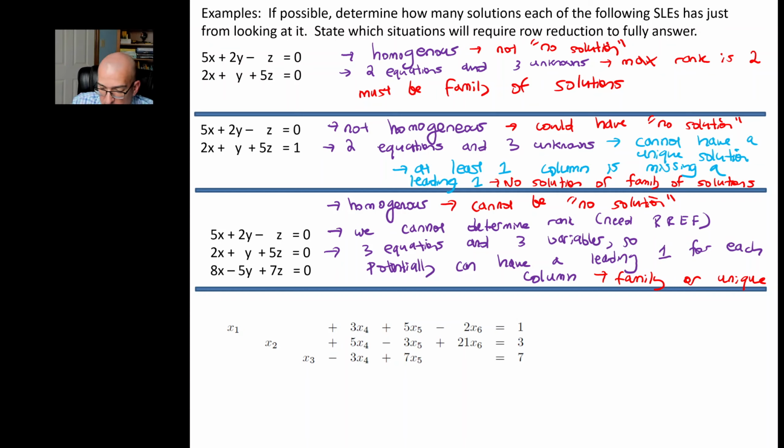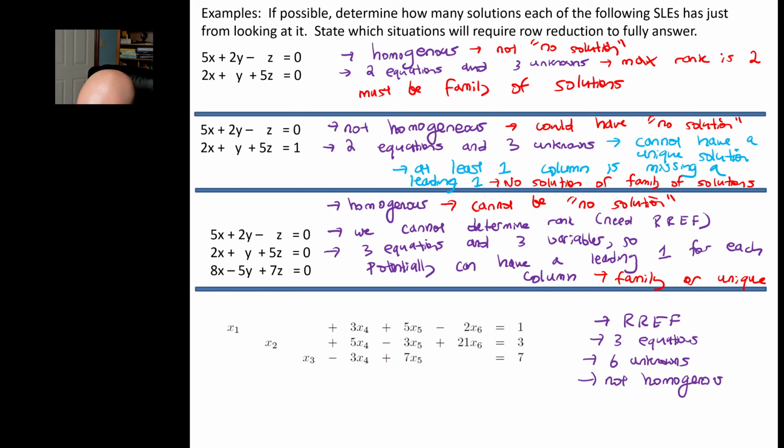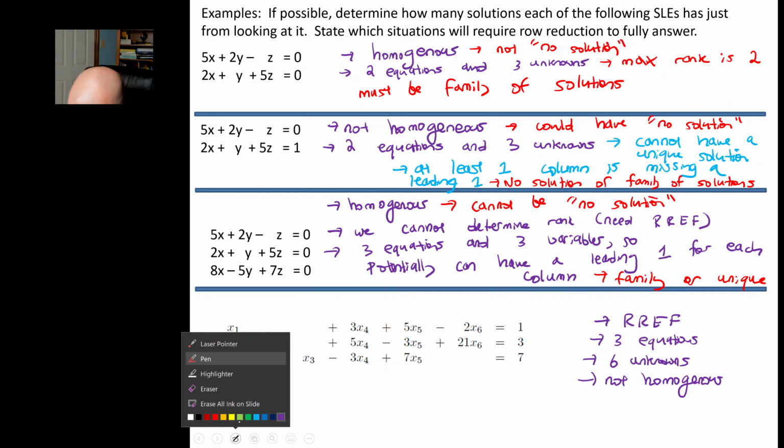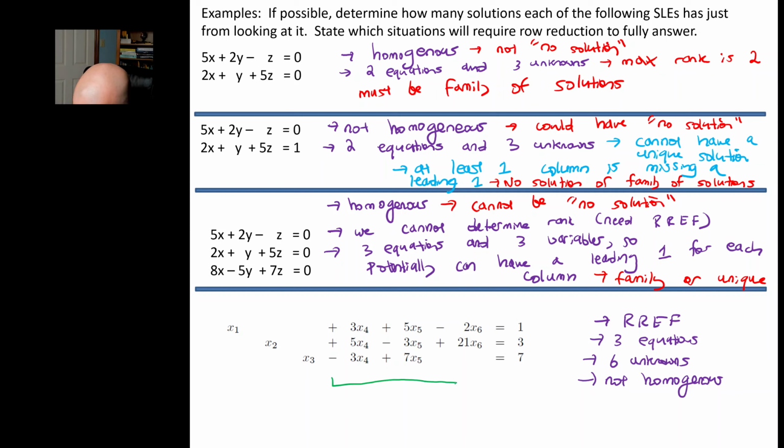And then the last one, it's row reduced. Three equations, 6 unknowns, not homogeneous, and we can tell it's going to have a family of solutions. Family with 1, 2, 3 parameters.